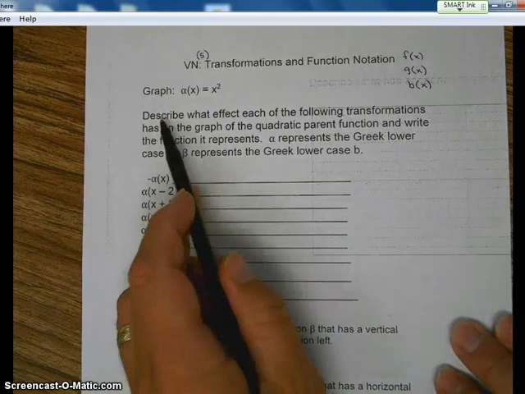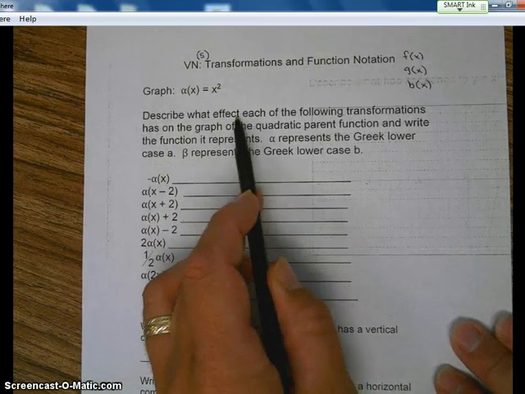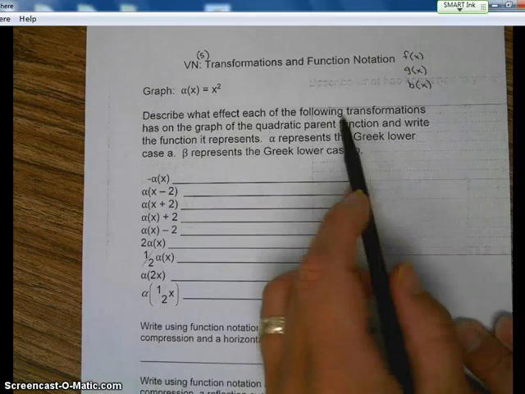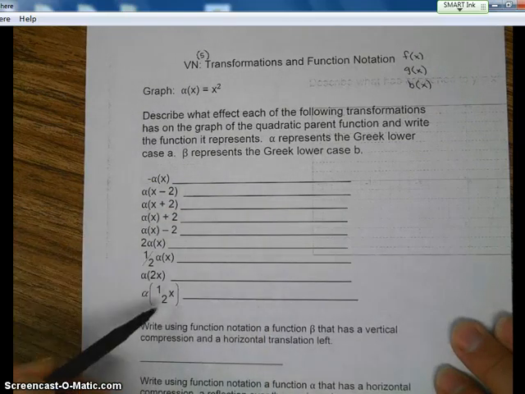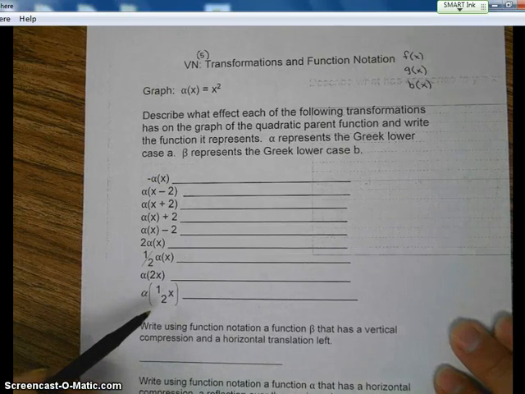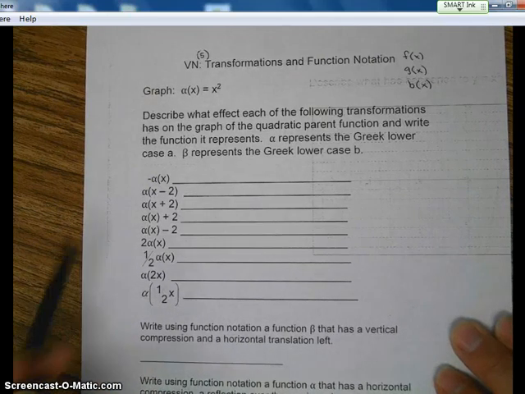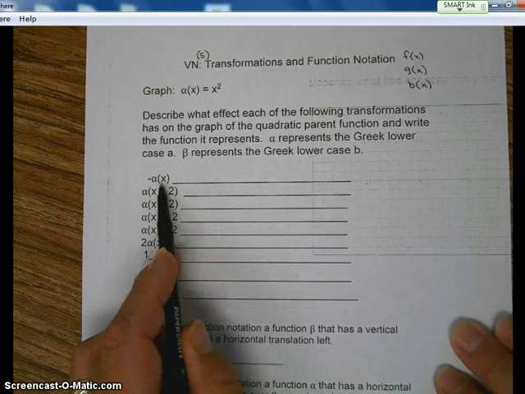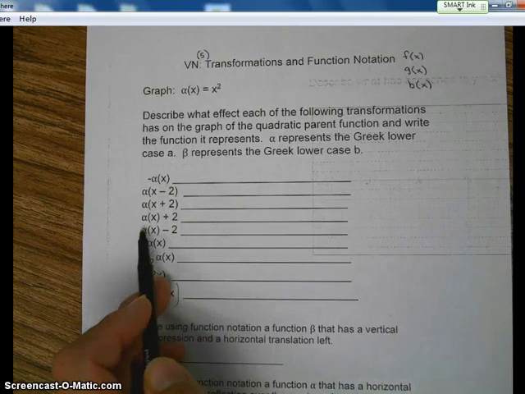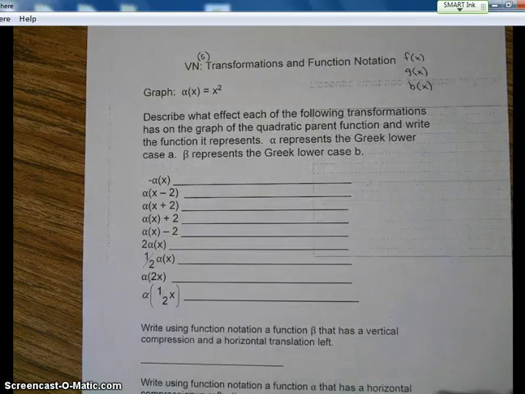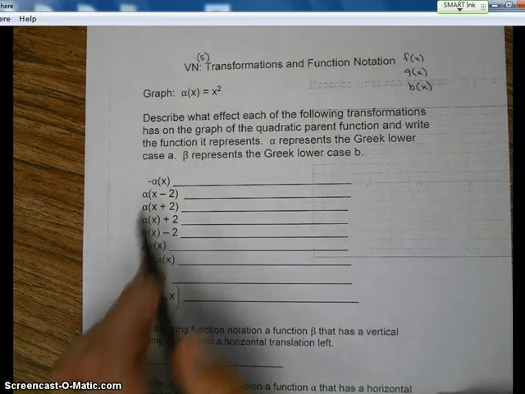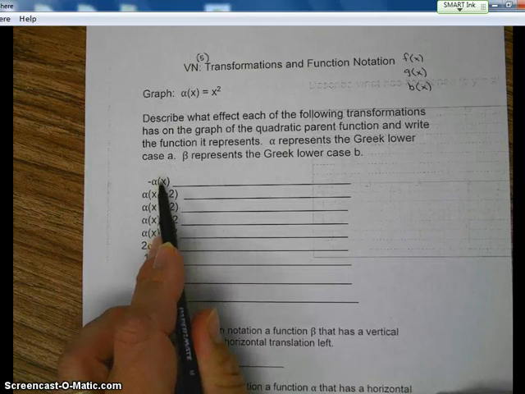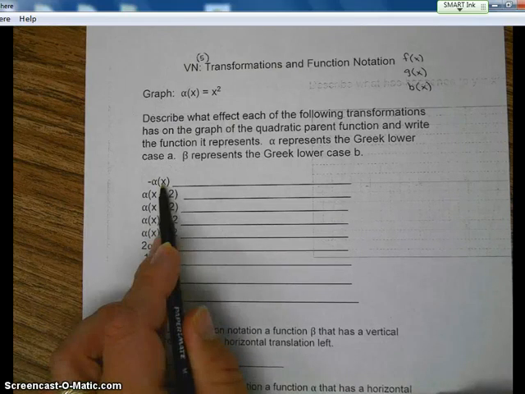So we're going to look at describing the effect of each of the following transformations. We should be familiar with all of these transformations, so I'm going to quickly go through them. Notice that we're in function notation. So, in function notation, we determine the transformation the same way as if we were actually given the function.